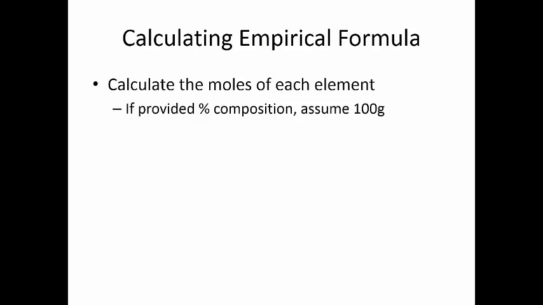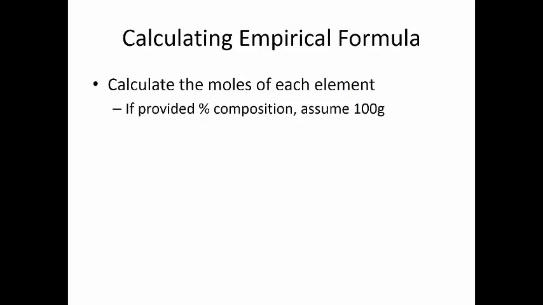So first thing is calculate moles of each element. If you're given a percentage, assume you have 100 grams. So you take 100 grams and then take whatever percent you have, convert that to moles for each of the elements. If you're given masses, sometimes you'll have numbers in masses, just go straight to moles for each of them. So you're doing this for each element in the formula.